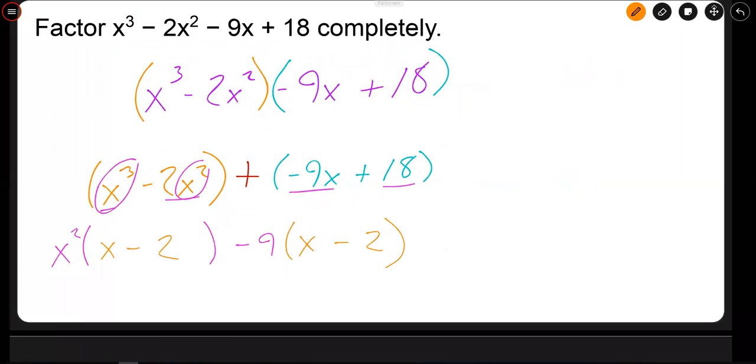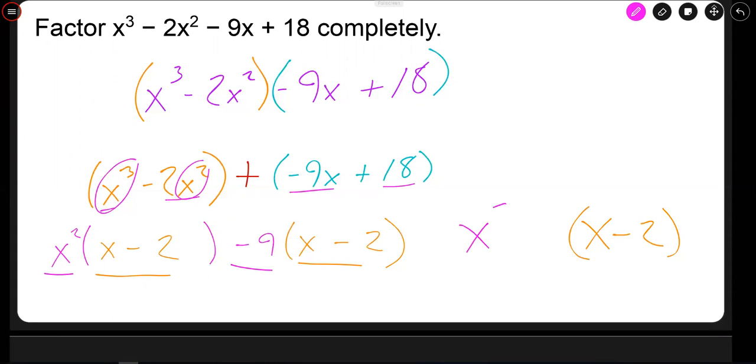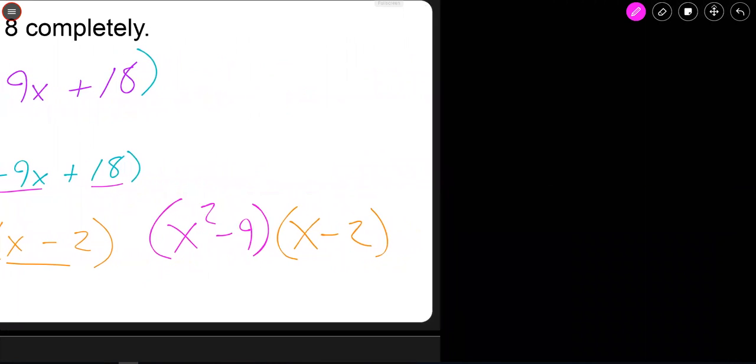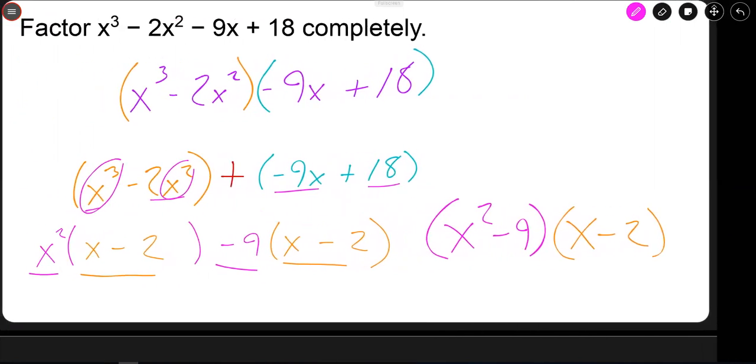From there, if you notice, I kind of changed the color coding. I've got x minus 2 on the inside of the parentheses. That's going to be one of my terms. And on the outside of my parentheses, I've got x squared minus 9. That's going to be my other expression. So I've now factored this into x squared minus 9 times x minus 2. Now we're almost done. I guess I should show the connection with the FOIL method just one more time, though.